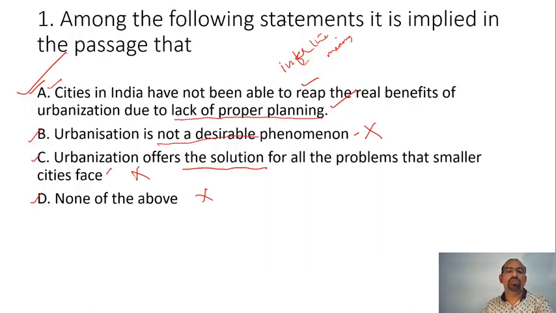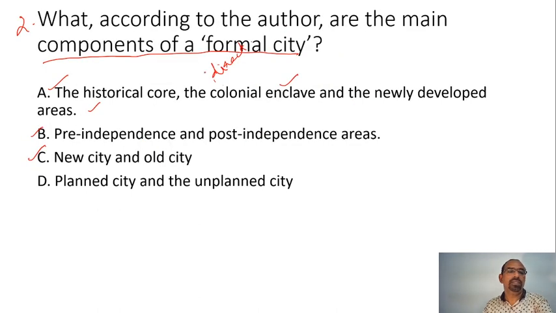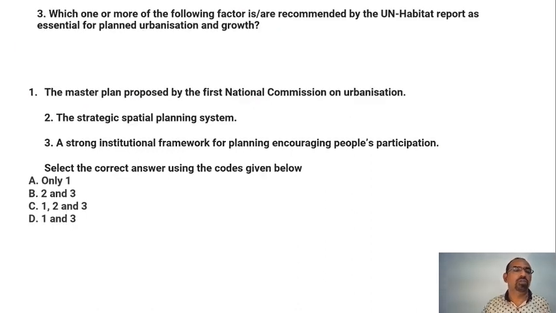Now come back to the question. What are the components of a formal city? Historical core, colonial enclave and newly developed areas. Is there anything saying about pre-independence and post-independence areas? No. So this is not the answer. New city and old city? No. Planned city and unplanned? Nothing. So this is a direct question. You can choose this as the answer. Come to the third question.